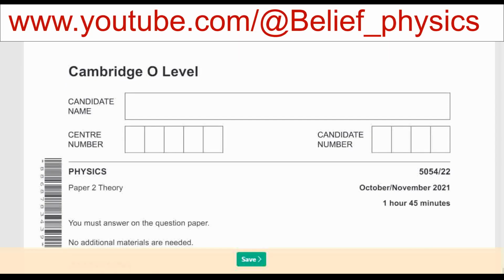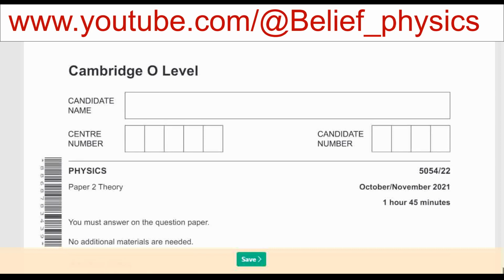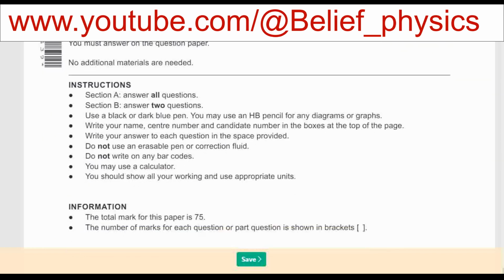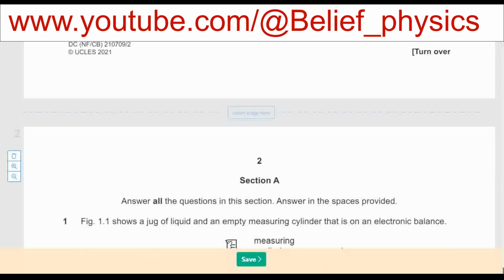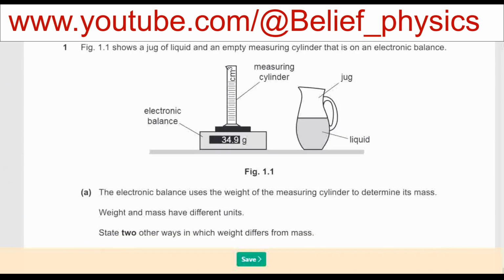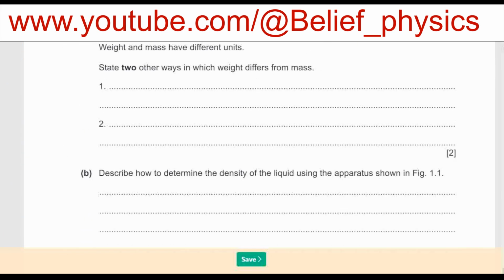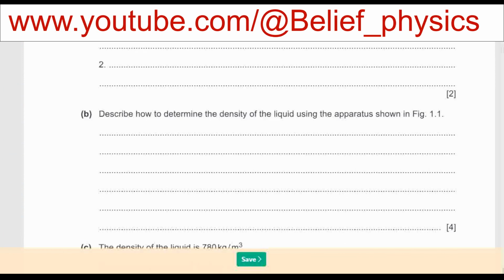We started solving O level physics 5054 variant 22, October November 2021. We were solving paper 2 theory questions and we solved the first two questions. Today we are going to solve the third question of that paper. The third question is about the laws of refraction and light.